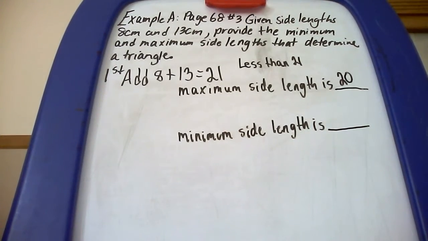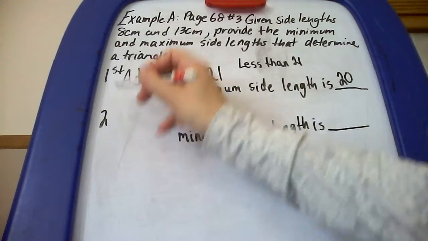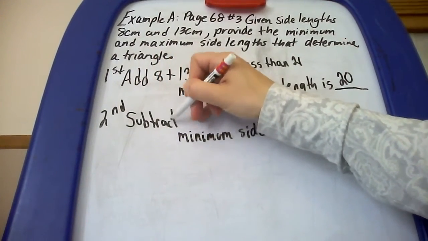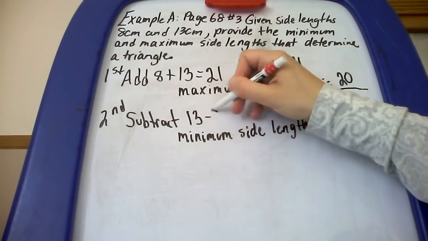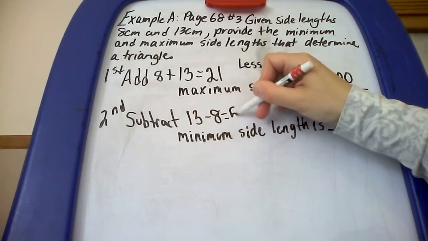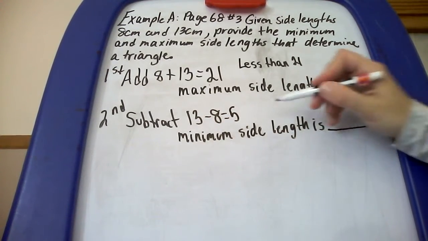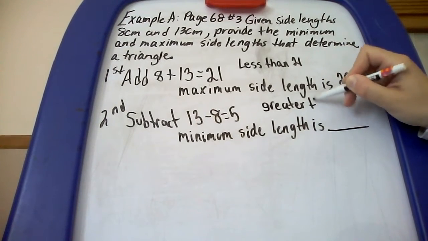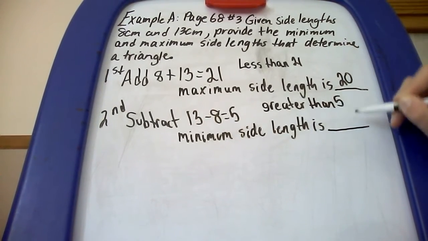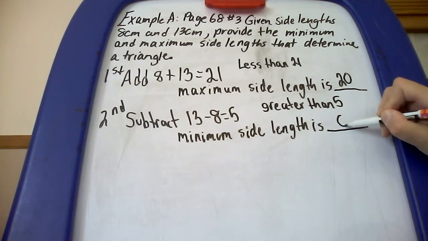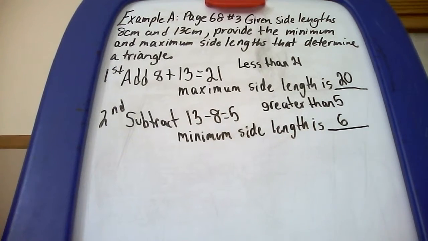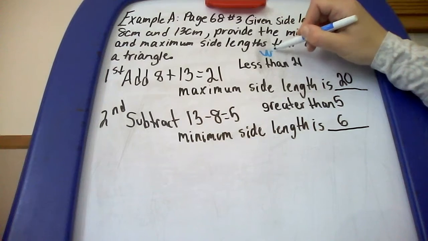So then for the minimum side length, you're going to subtract. So second, subtract. We're going to take the two numbers, 13, and subtract 8, and you get 5. Again, that side has to be greater than 5. So the next whole number greater than 5, you'd have to go up to the number 6. So here we found the maximum and minimum side lengths if we're using those whole numbers. We can't have any decimal numbers.